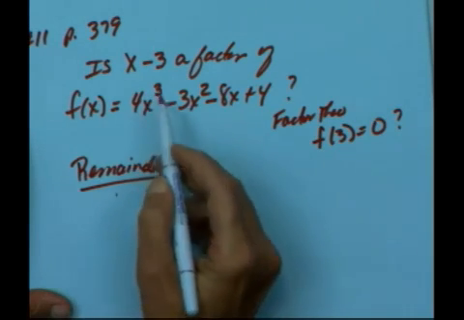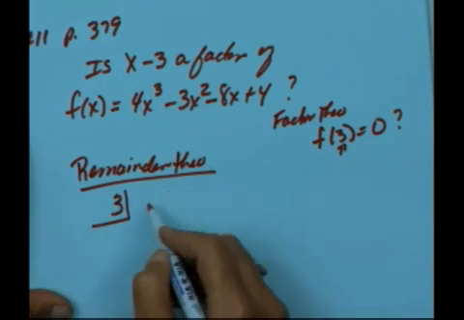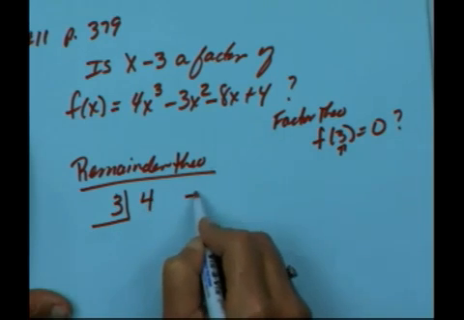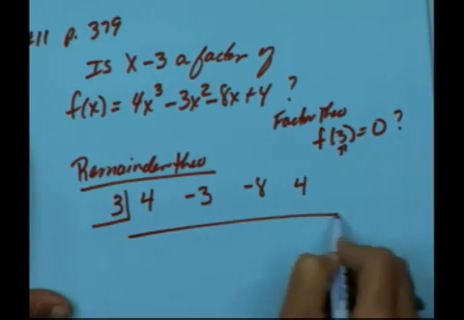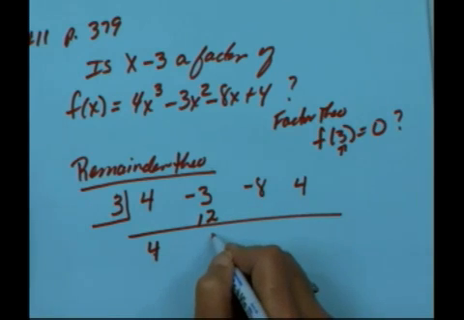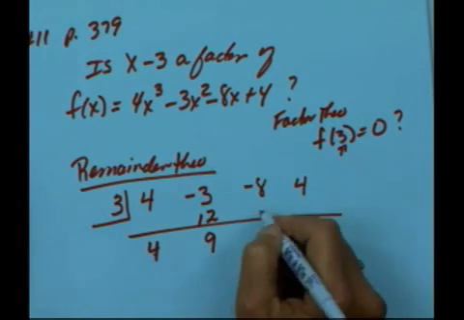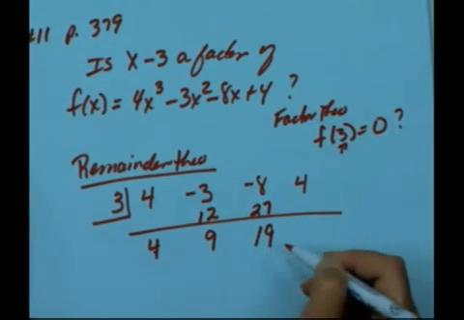No, you divide by your c. You divide by positive 3. You get 4, minus 3, minus 8, 4. Bring the 4 down. 4 times 3 is 12. Add. 9 times 3 is 27. Add. I think we did this problem in class.